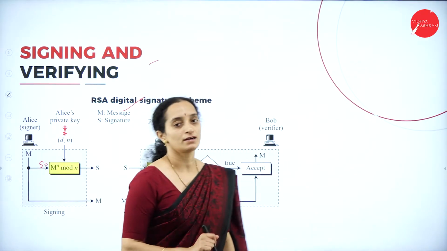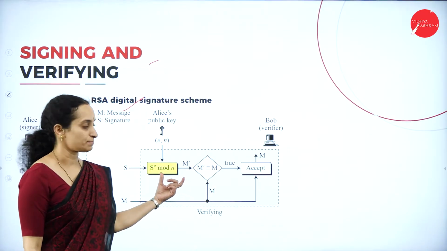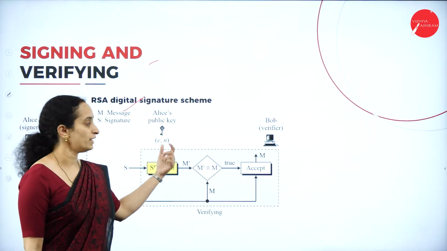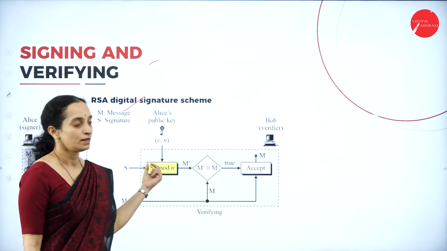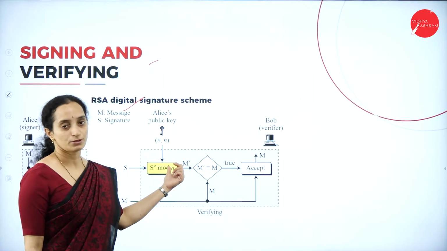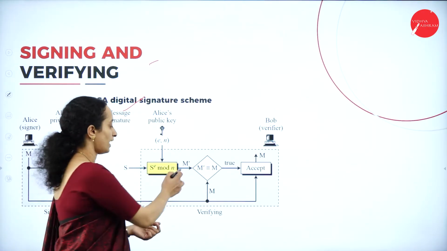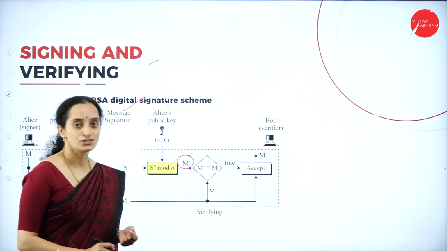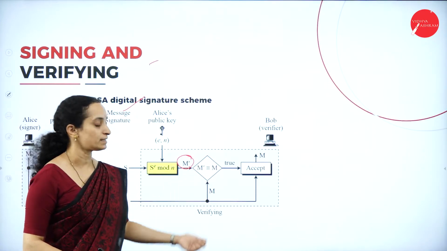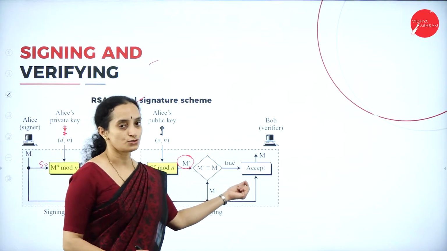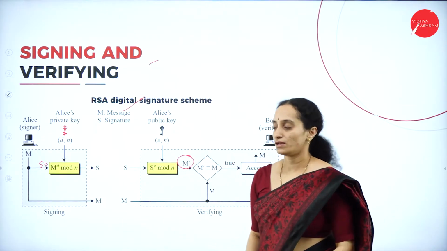In the verifying algorithm, the receiver uses the expression S to the power of E, where E is the public key. S to the power of E mod n is computed, which calculates m dash, or m complement. A congruence operation is made on m dash and m. If it returns true, the message will be accepted, else the message is rejected.